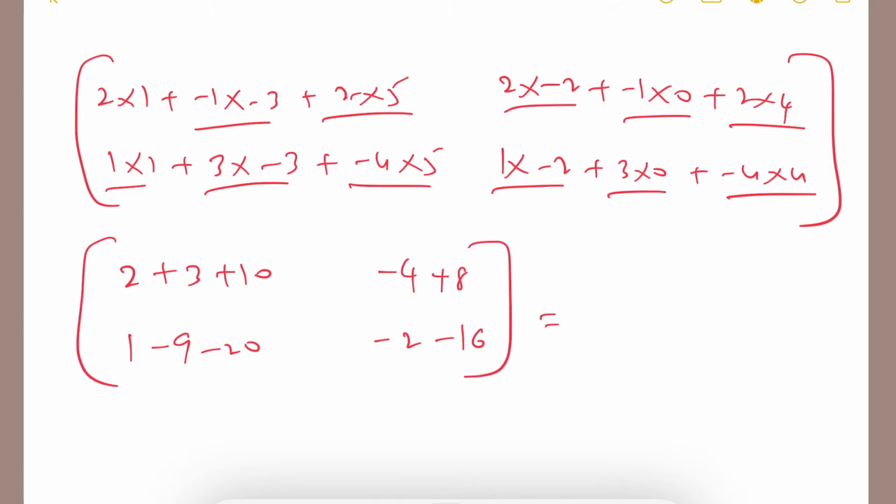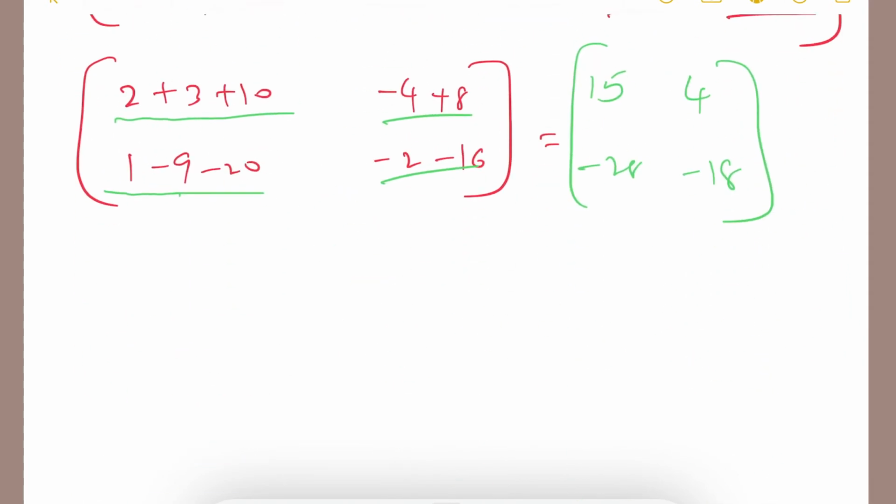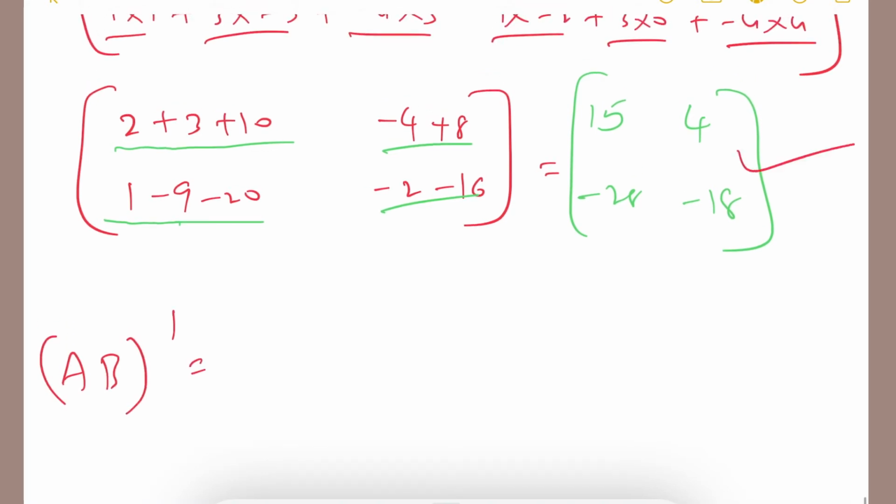So if we simplify this further: 2 plus 3 is 5, 5 plus 10 is 15, -4 plus 8 is 4, -20 minus 9 is -29, -29 plus 1 is -28, -2 minus 16 is -18. So this is the value of AB, but we want the value of (AB) whole transpose. So simply, for this AB value we need to find the transpose: [15, -28; 4, -18].